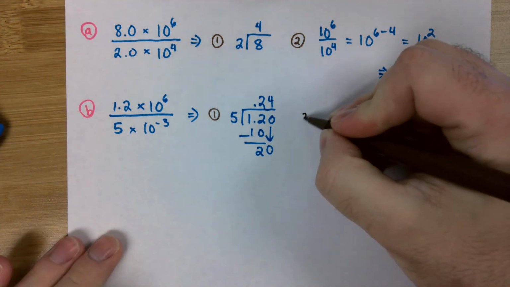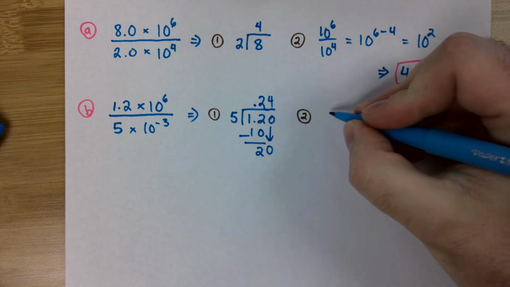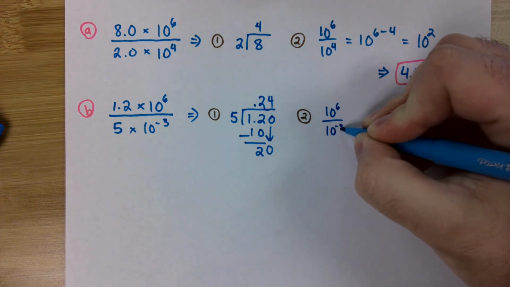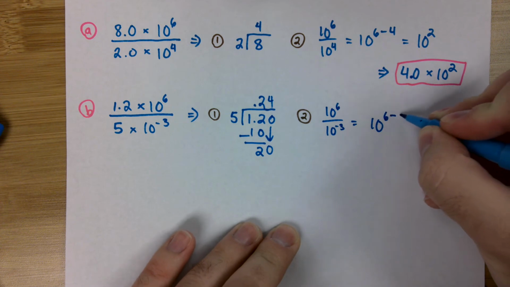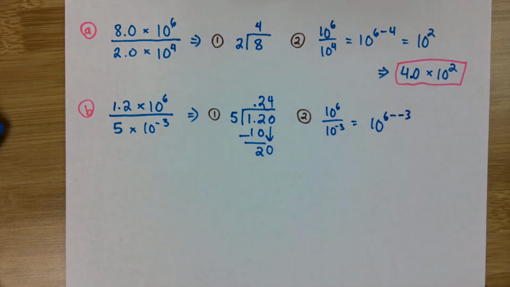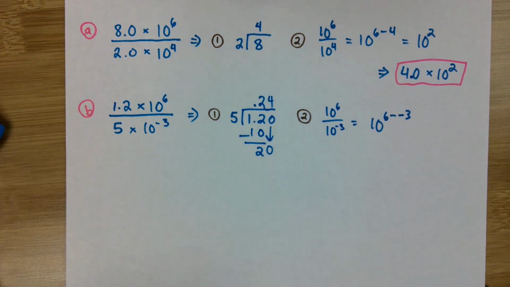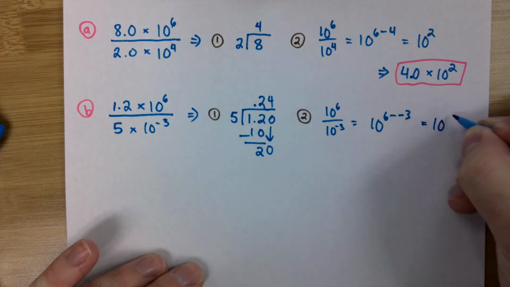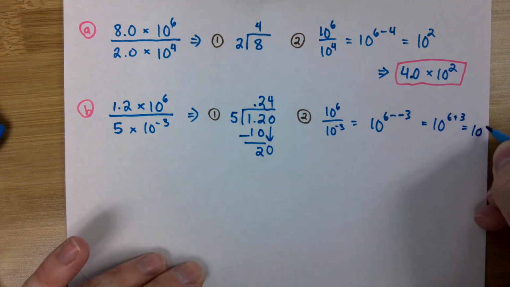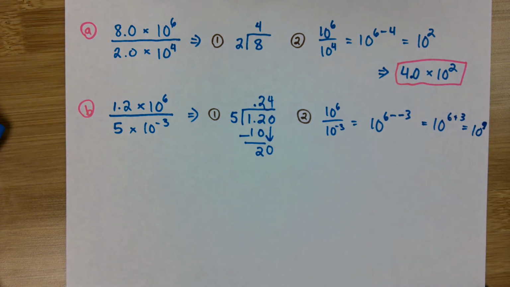Let's get our powers of 10 out of the way. 10 to the 6 over 10 to the negative third. 10 to the 6 minus negative 3. Be really careful. You got to make sure you put both minus signs when you're subtracting a negative number. And two minus signs next to each other, what do they come together and form again? An addition sign. 10 to the 6 plus 3 gives us 10 to the 9th power. All right? So the way our problem looks right now is 0.24 times 10 to the 9th.